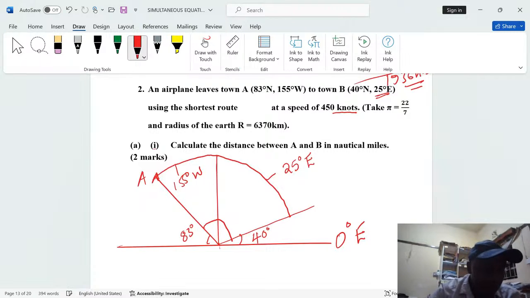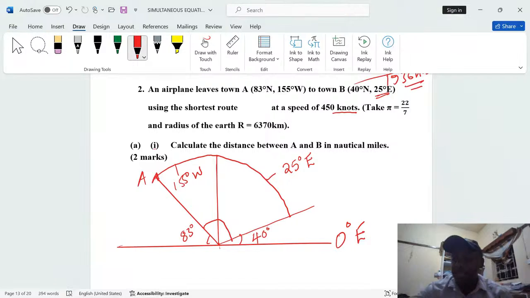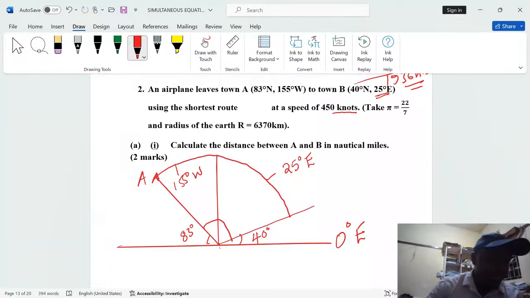Now we are having an angle at this point. That is movement along a great circle, and the angle at that point is going to be exactly the angle difference there. When you subtract 180 minus 83 plus 40, let me use my calculator, 180 minus 40 and 83, this is going to give us exactly 57. Therefore, the angle is going to be 57 degrees.